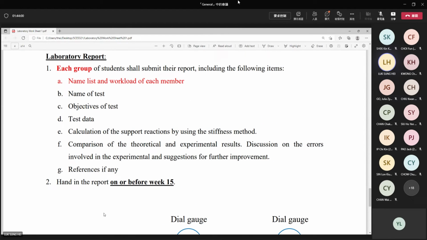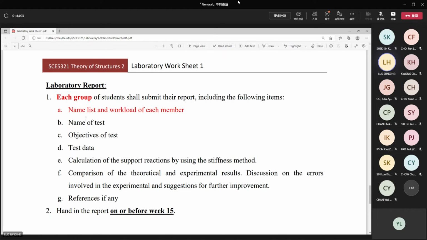When you submit the report, please make sure that you put down clearly your group members and their contribution, their workload in the lab report. Normally, we allow students to submit their lab report in the last week.